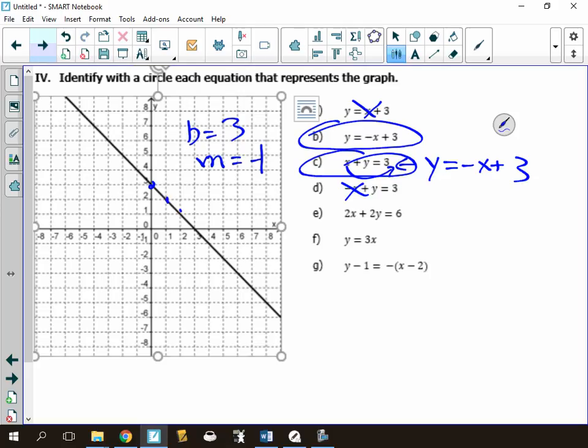This one is, if you solve it for y, this one is not, and this one is if you solve it for y, or you can use that and do point slope form.